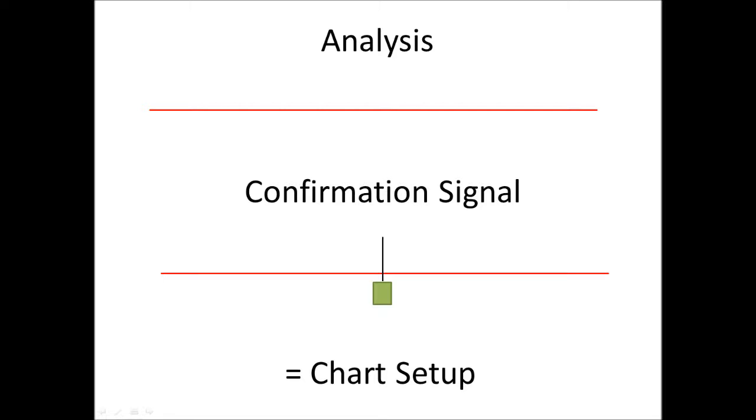So a very brief and simple example: through our analysis we may recognize a potential resistance area. This could be a Fibonacci retracement level, it could be a horizontal resistance that price has bounced off a number of times in the past. Our confirmation signal is a pin bar. We get a pin bar on this resistance level, price is rejected. That is our chart setup. That is where we would place a put and hopefully profit from our position.